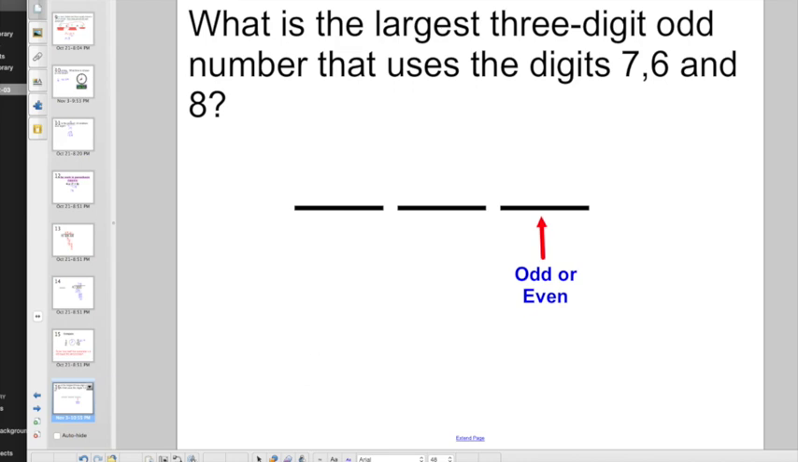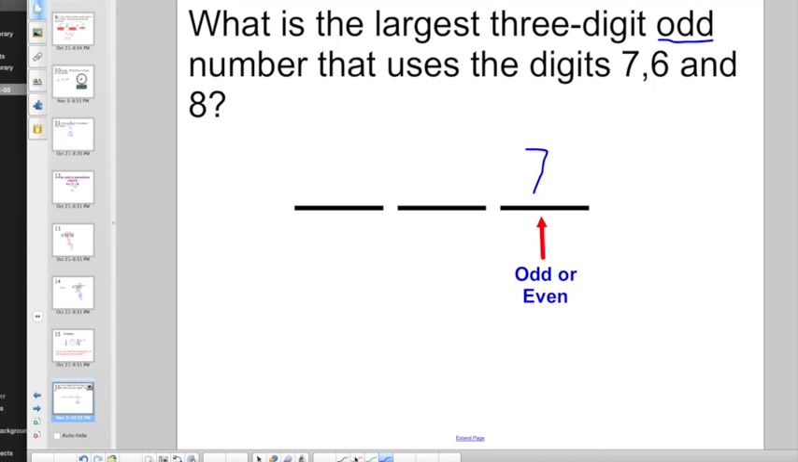All right, getting pretty close to the end. Check out our next one here. It is asking you, what is the largest 3-digit odd number that uses the digits 7, 6, and 8? So just one quick little review. Remember, it's always the last digit of a number that tells whether it is odd or even. And they're telling us right now that they want us to build an odd number. So out of the choice of these 3 guys, which one is our odd number? That's got to be 7.